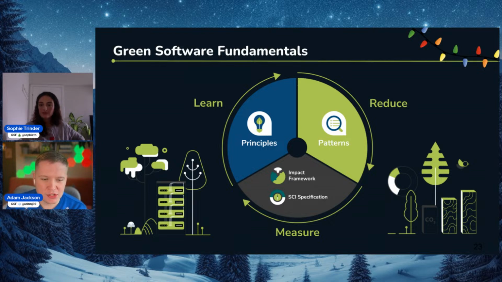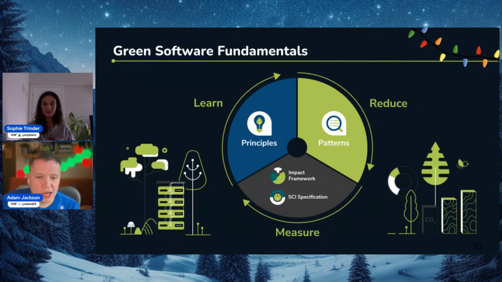So I've seen this diagram a few times, and actually, it's not necessarily always in the same order for every organization. Say learn, reduce, and then measure. Some organizations may learn, reduce, learn, measure, and then reduce. But I think we can probably all agree that the best way to start on your green software journey is learning. So learning is, we talk about the principles of green software.